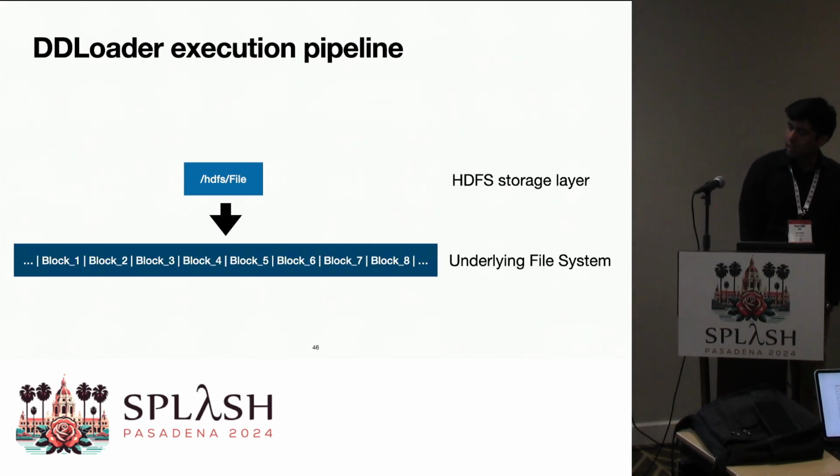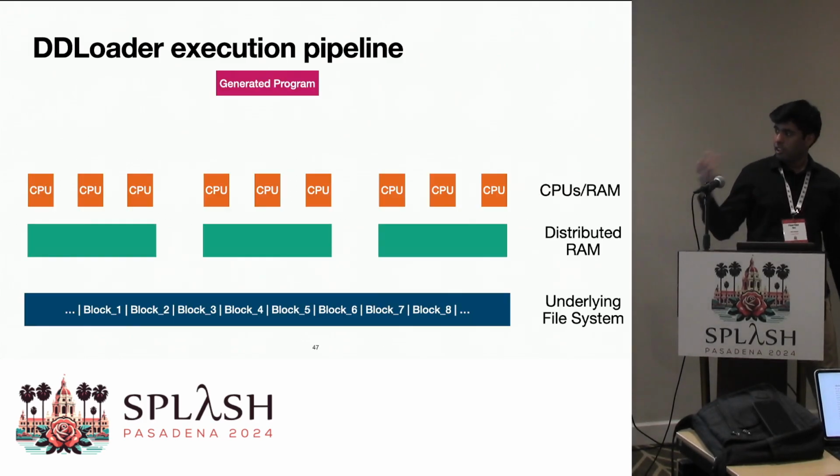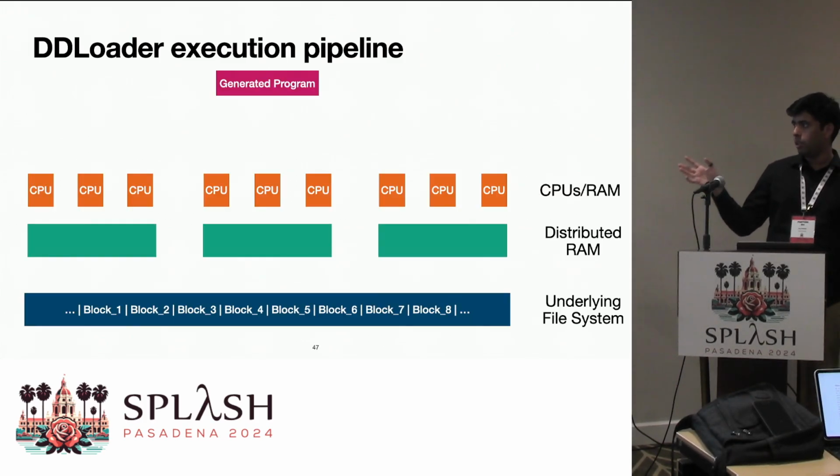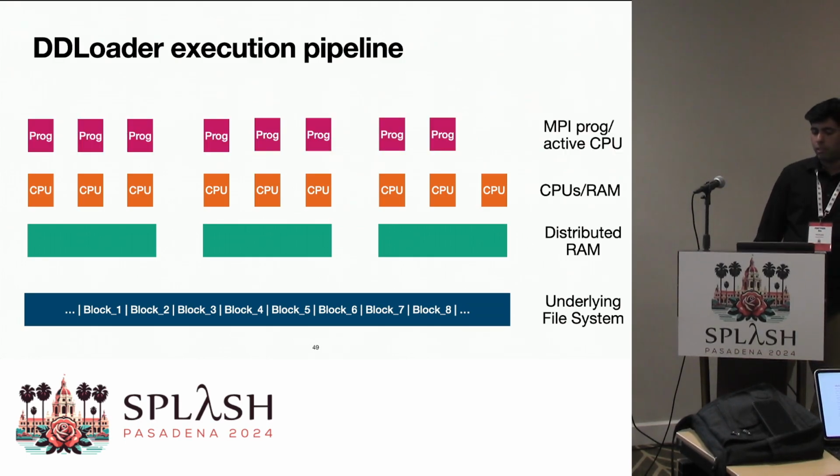Let's take a look at the complete execution pipeline of DDLoader. So, as we discussed earlier, an HDFS file is split up into several blocks on the underlying file system. In a distributed setting, we have different blocks of memory, each having their own CPUs. As discussed earlier, DDLoader uses MPI to parallelize its computation. So when the user executes mpirun to start the execution of their program, our generated program spawns copies of the program on each CPU that it wants to parallelize the computation over.